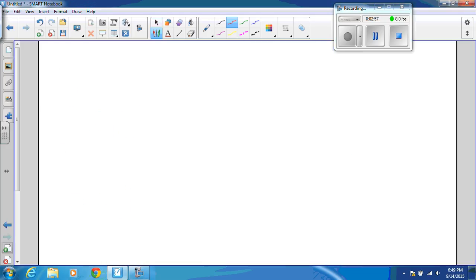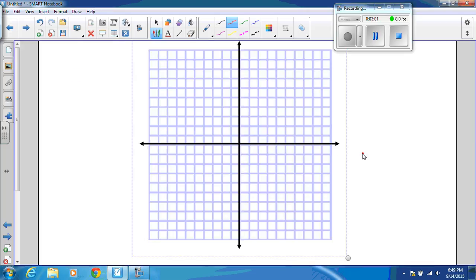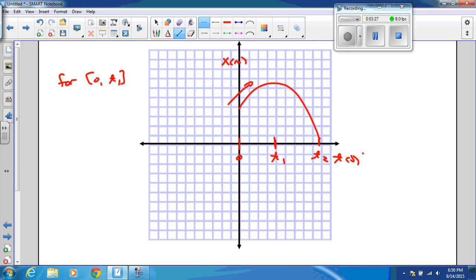We can say a little bit more here, because just by looking at the shape of the curve, we can at least get an indication of the sign of the velocity. Notice that for all the times between 0 and t1, my position is going up. It is increasing.